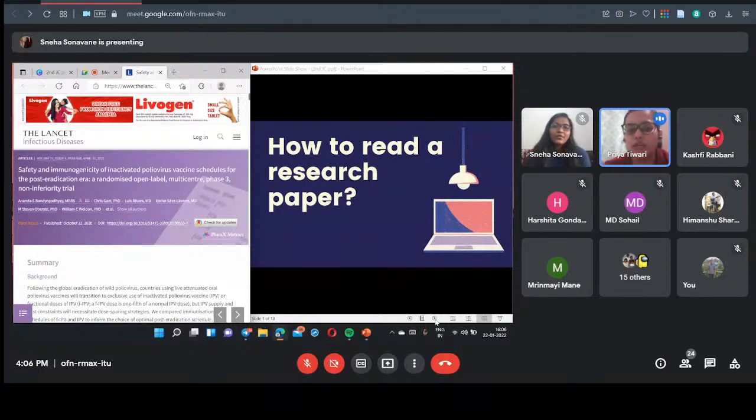In journal club we do paper presentations and try to discuss the different types of research papers in them. So let's begin. Our pre-session topic today is how to read a research paper.